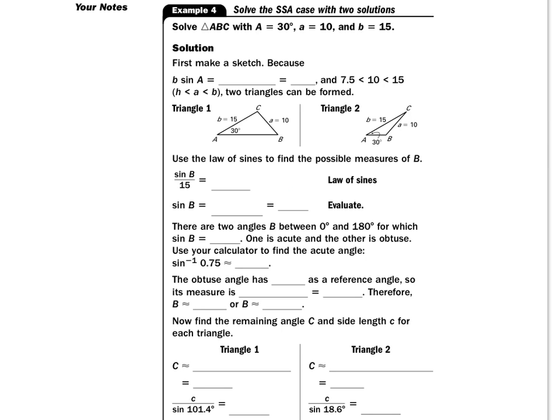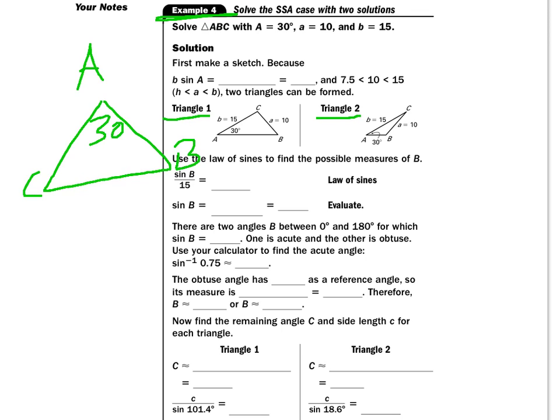Alright, so example 4, here's the tricky one. Here's one we got to watch. We have triangle 1 and triangle 2. They just give us this and they say sketch this. So if you make your own sketch, I want to make my own sketch outside of theirs here real quick. A, B, C. A is 30 degrees. Little a was 10. And little b was 15.